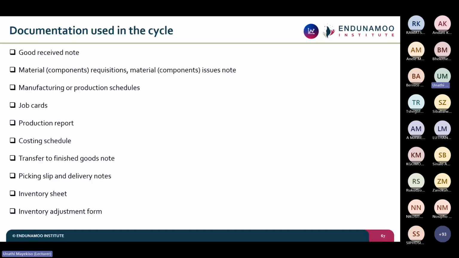Any questions on the inventory and production cycle? I think we could move on. Okay.